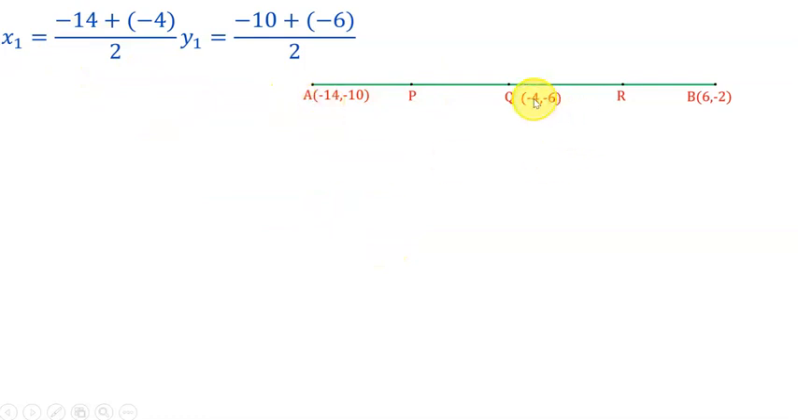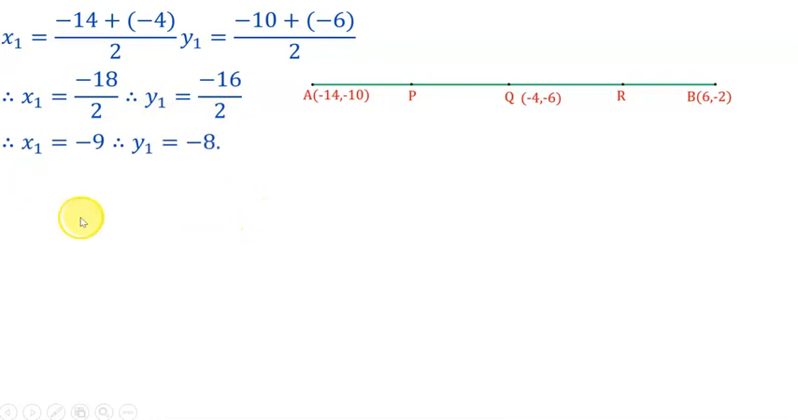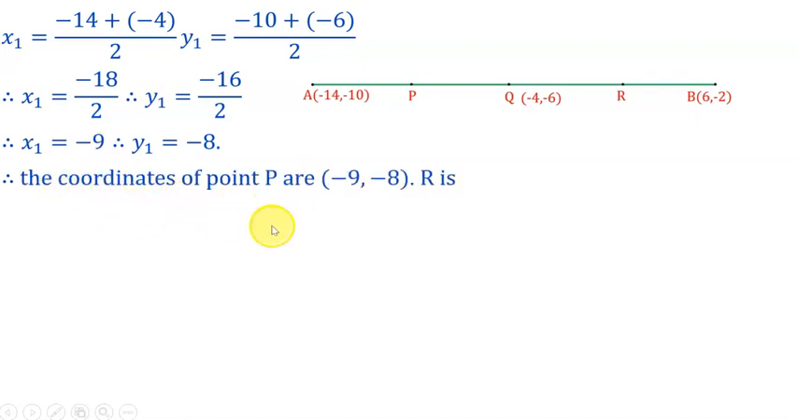x1 is equal to (-14 + (-4))/2 and y1 is equal to (-10 + (-6))/2. Therefore x1 is equal to -18 upon 2, y1 is -16 upon 2, and finally you will get here x1 is -9, y1 is -8. Okay, म्हणजे P चे coordinates आपल्याला इथे मिळाली. Therefore the coordinates of point P are -9, -8.